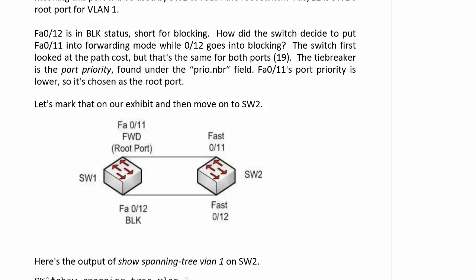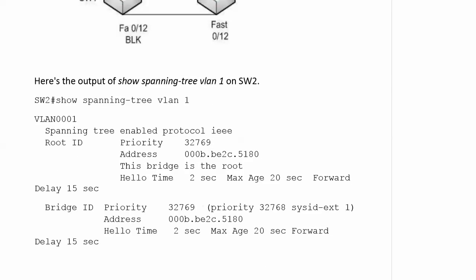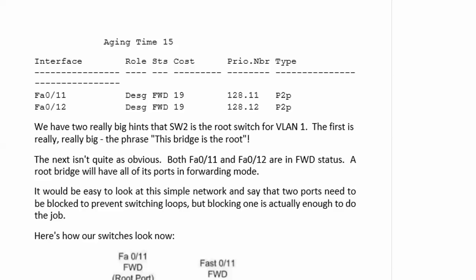So we've marked that on the exhibit, and we move on to switch 2. I ran the same command, show spanning-tree VLAN 1, on switch 2. And you can see that this bridge is the root in a couple of ways. First off, there's a big message right here that says, this bridge is the root. So that's a hint. And you also see that the MAC address under root ID and bridge ID are exactly the same, and that is another hint.